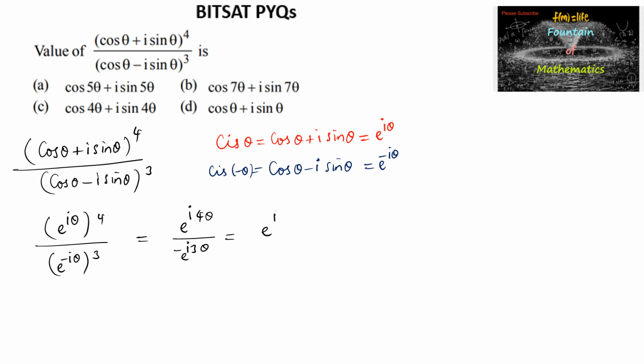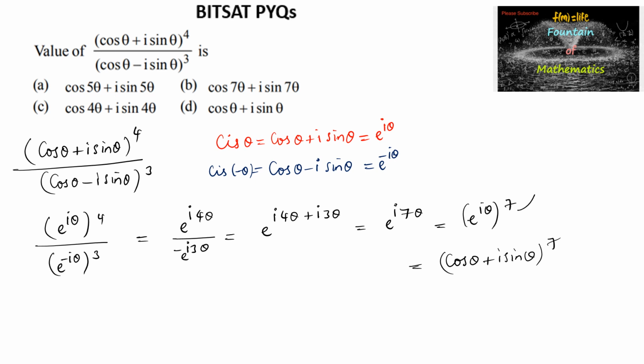So which can be written as e to the power of i4θ plus i into 3θ, that is e to the power of i7θ. So this can also be written e to the power of iθ whole power 7, that is (cos θ plus i sin θ) whole power 7, or this can also be written directly here cos 7θ plus i sin 7θ. So we can go with option B.